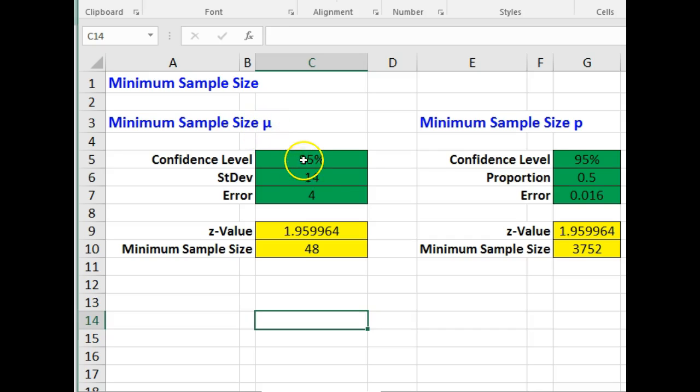And so in the green boxes here, we want to enter the confidence level we want, the standard deviation that we're going to have, and the error, how close we want the population mean to be to our sample mean. And it gives us back the minimum sample size needed to reach those results.